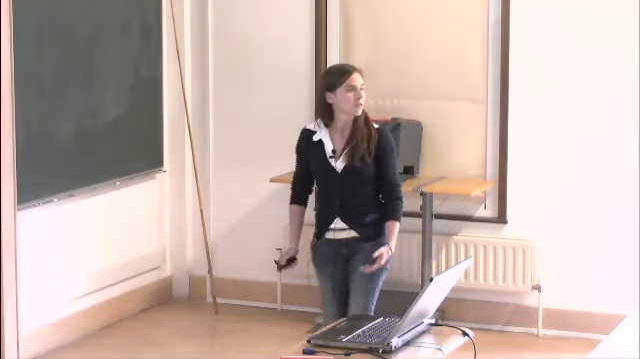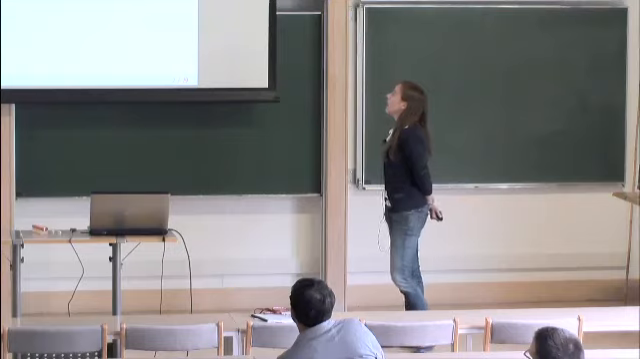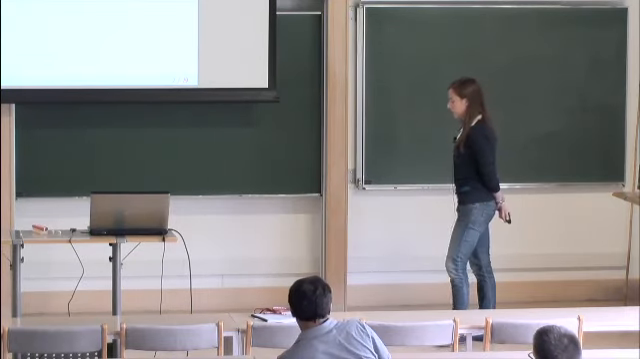Here is the outline of my talk. First, I will introduce the relativistic mean field theory, and I will give a formal derivation of the nuclear physics non-relativistic limit. Then, I will present our result in the spherical symmetric case and in the general three-dimensional case. Next, I will discuss some numerical aspects and qualitative properties of the symmetric ground state. And finally, I will conclude with some open questions.